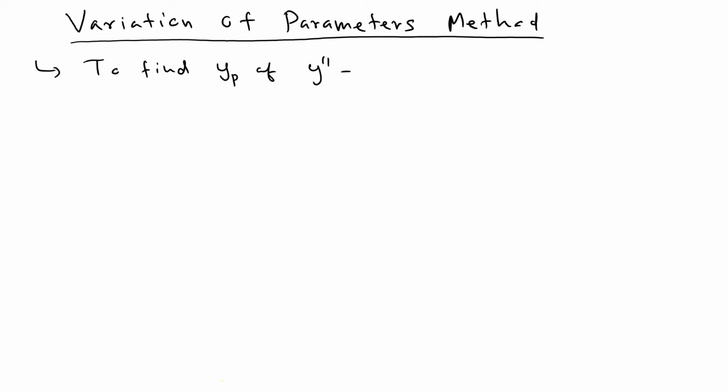a second order linear differential equation in standard form: y'' + p(x)y' + q(x)y = f(x). So that's the goal. We use the variation of parameters method to find the particular solution of a second order non-homogeneous differential equation. We already discussed what we call the undetermined coefficient method.